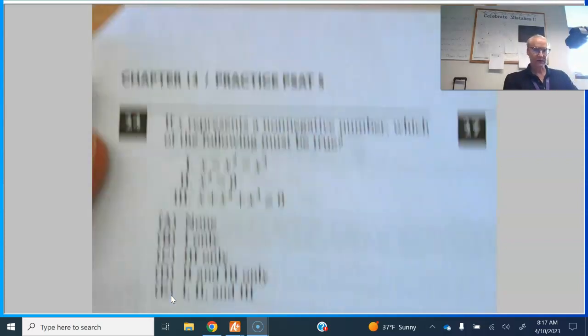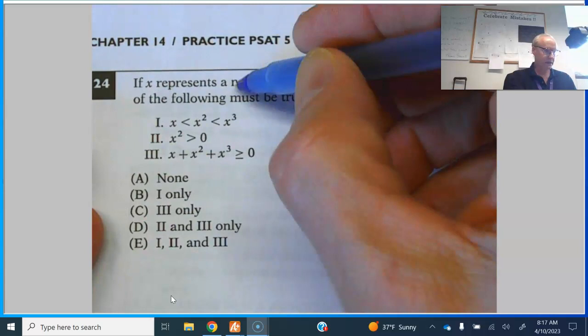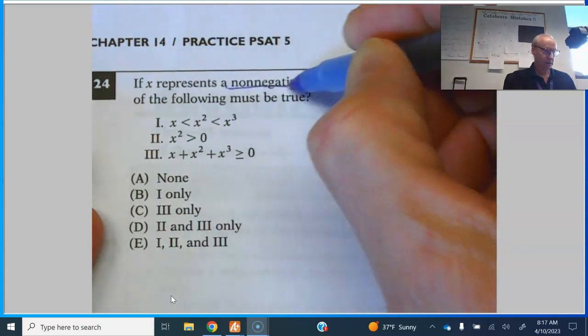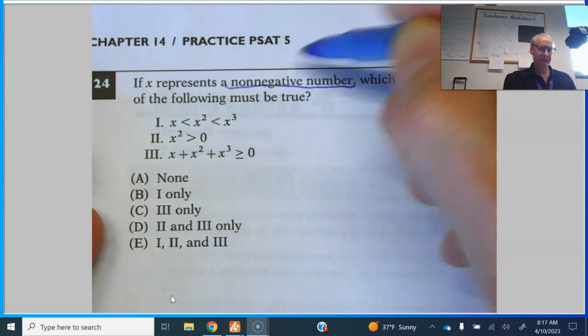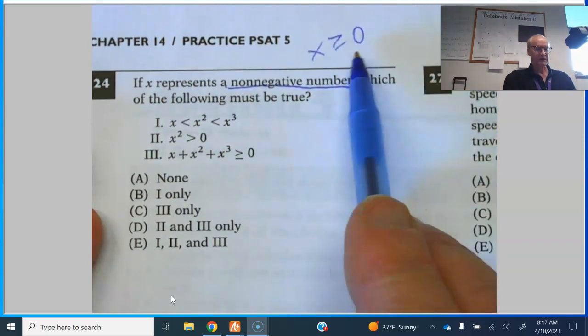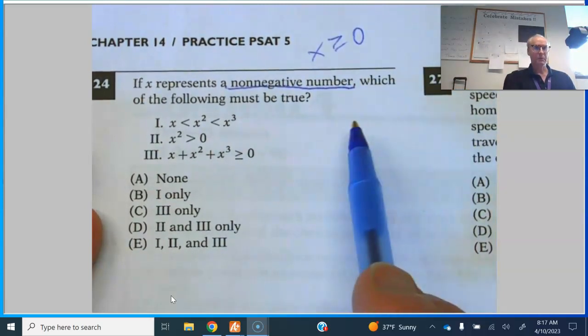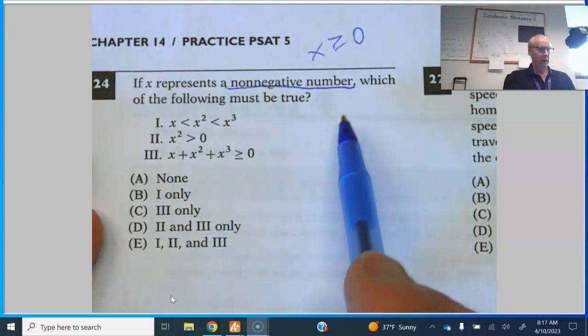Okay, it looks like we've got quite a list here. It says if x represents a non-negative number, okay, that a non-negative number means that x has to be greater than or equal to 0. If it said positive, then x couldn't be 0. Which of the following must be true?